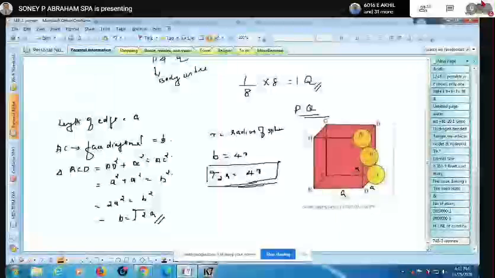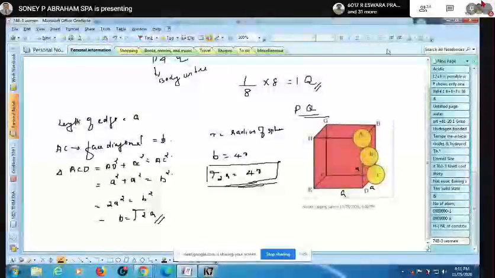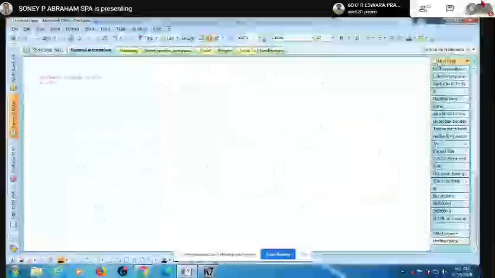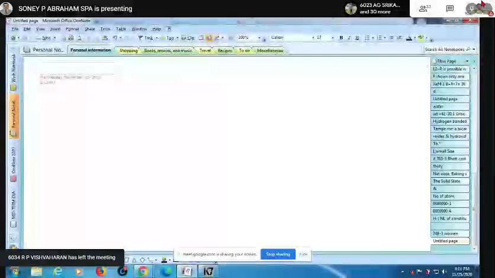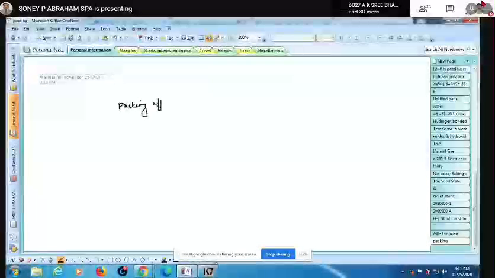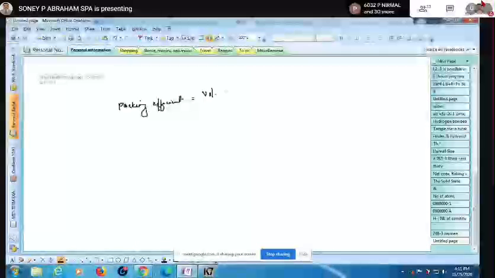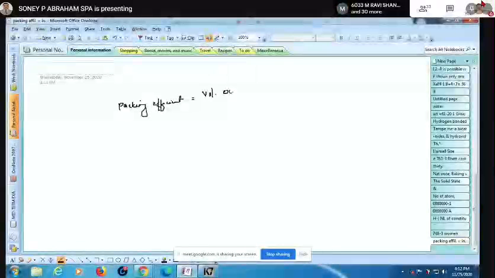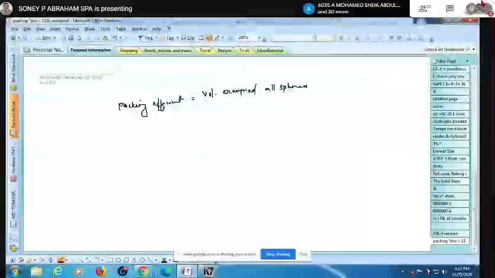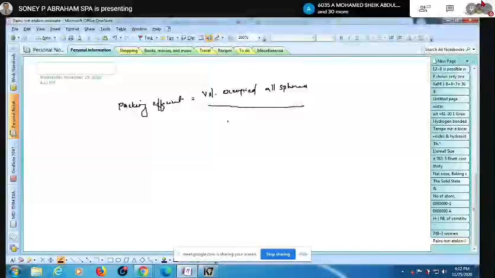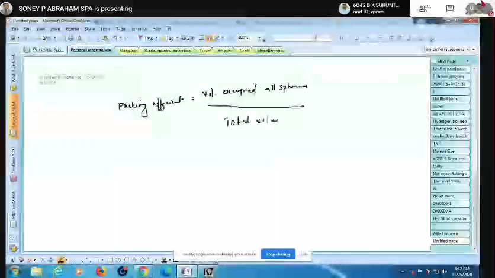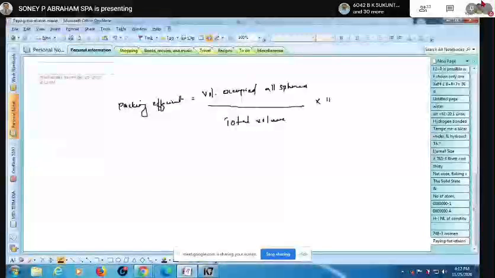Okay. Now we are going to find the packing efficiency. Packing efficiency is equal to the volume occupied by all spheres divided by the total volume, into 100. Total volume into 100 will give you the packing efficiency.